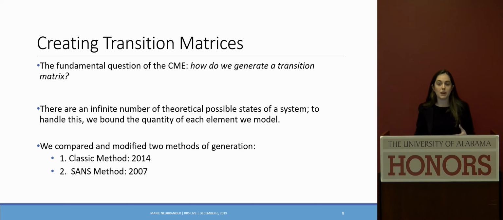So for instance, we might say we want to look at the propensities for any states that have between 0 and 2 molecules in them, and we won't take into account any states that have more than 2 molecules. And you can set this on a case-by-case basis. You can determine maybe in some cases you want to look at a bigger transition matrix, some cases maybe a smaller one, but we always do need to bound the number so we don't deal with this infinite case here. And there are two primary methods in the literature of generating this transition matrix.